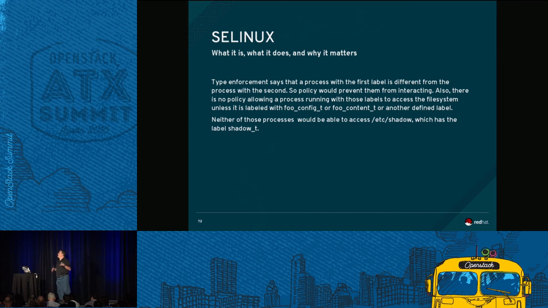Also, there's no policy allowing the process running those labels to interact with the file system unless it's labeled a foo config type or foo content type or another predefined label. So if one of those processes, for instance, was compromised and it tried to access a file on the host, let's say /etc/shadow, which has the label shadow_t, by default, SELinux, if it's not explicitly allowed, it would be denied.